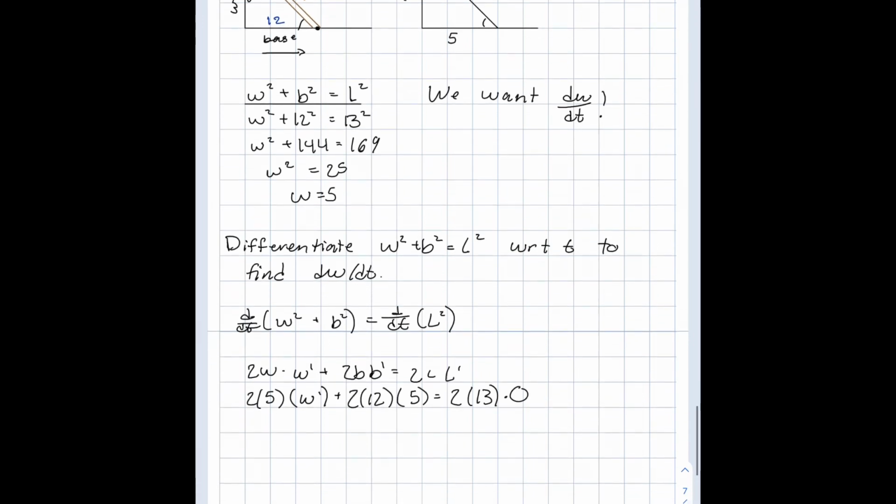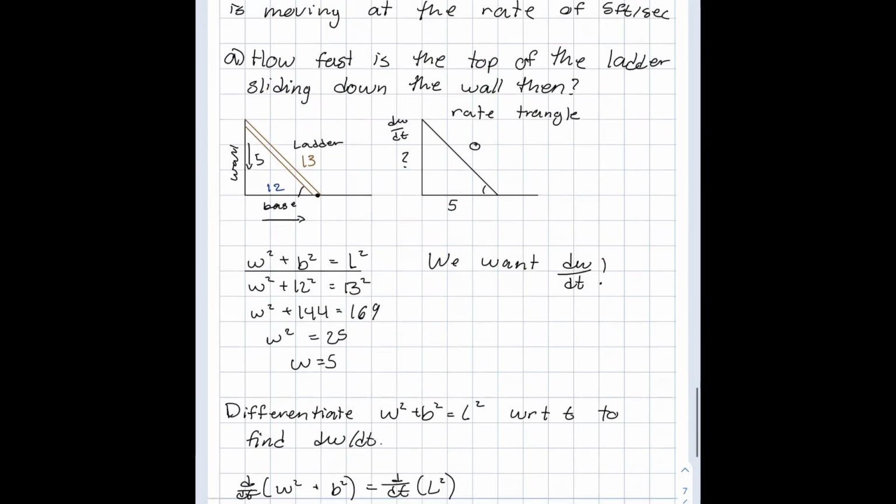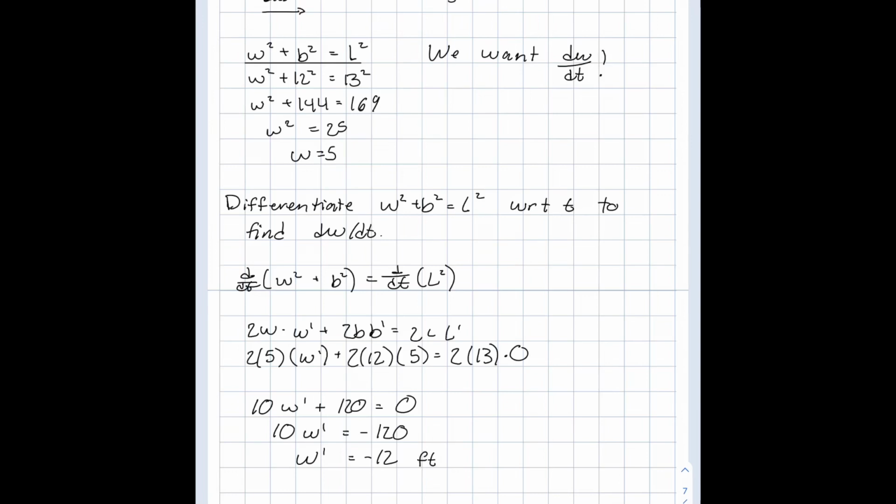We're fine. Okay, cool. So I didn't take care of the 2's, whatever. This is going to be 10 W prime plus 12 times 5 is 60, times 2 is 120. And that is equal to anything times 0, which is 0. So 10 W prime minus 120, and W prime equals minus 12 feet per second. Does it make sense that it's 0? Oh, not 0, negative?